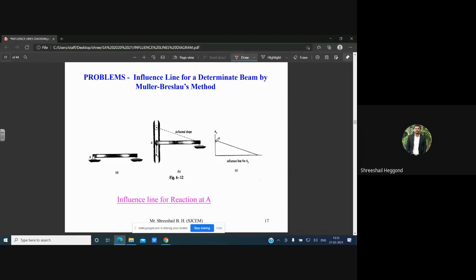That is, one side it will be at the top, the maximum value, and the other side it will become 0. This we have discussed just now. The slides were discussed with the same component. The reaction at A can be drawn like this.